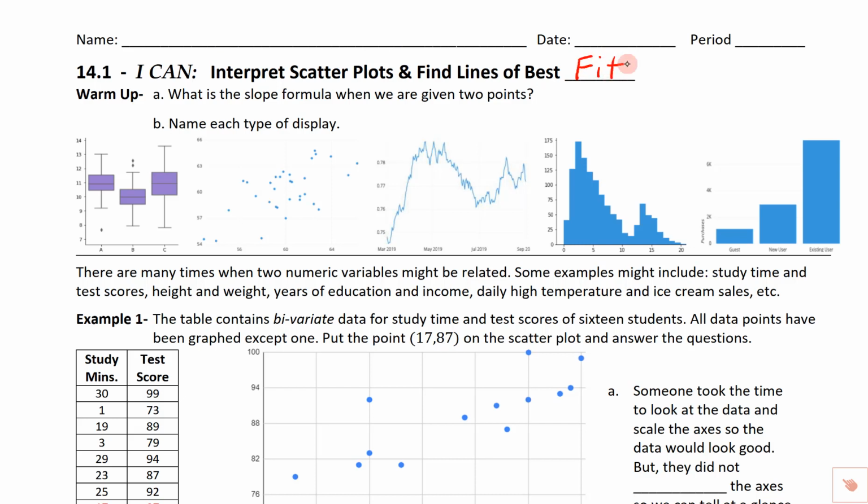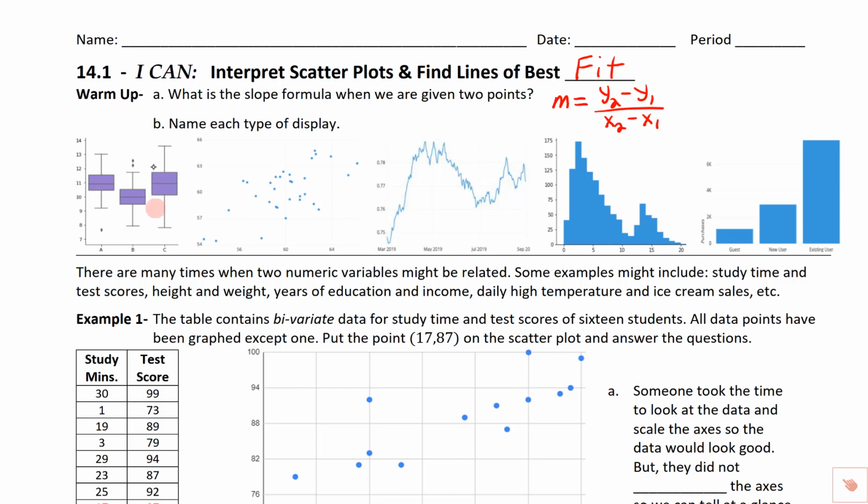So we'll write the word fit right here. And then it starts off with a warm-up, two parts to this. It says, what is the slope formula when we're given 2 points? Well, the slope formula for 2 points is going to be m equals y2 minus y1 over x2 minus x1. There's that formula. If we were given a graph, a lot of times we think of slope as rise over run. And then on part B, it says name each type of display.